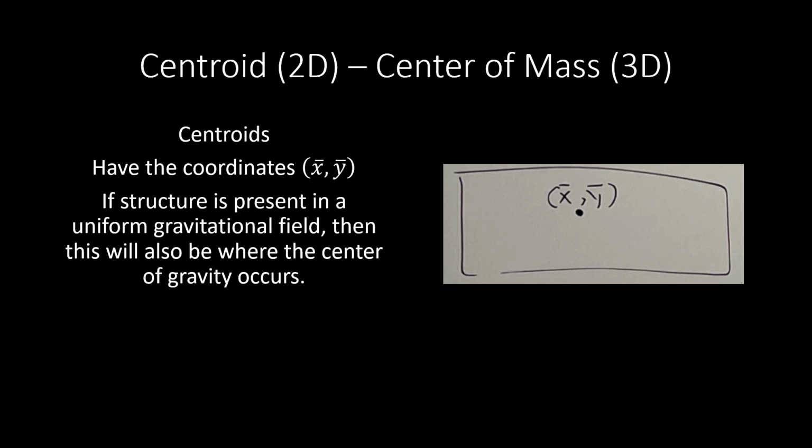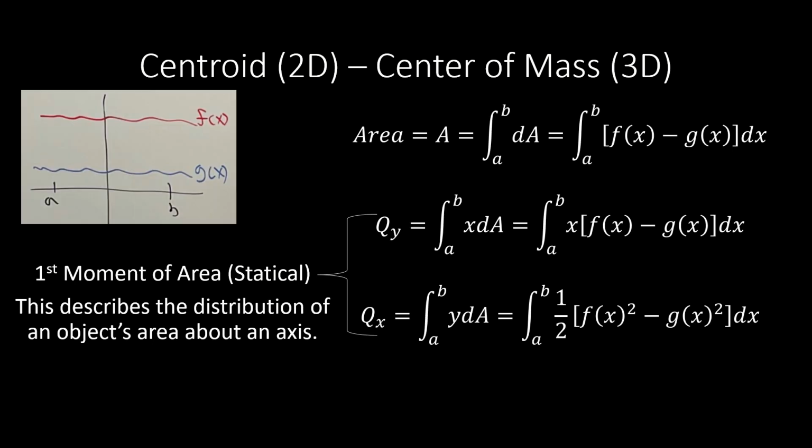and y bar. And if the structure is present in a uniform gravitational field and density is constant, then essentially the centroid can also be looked at as the center of gravity, which will be important. That'll be useful in our second video.